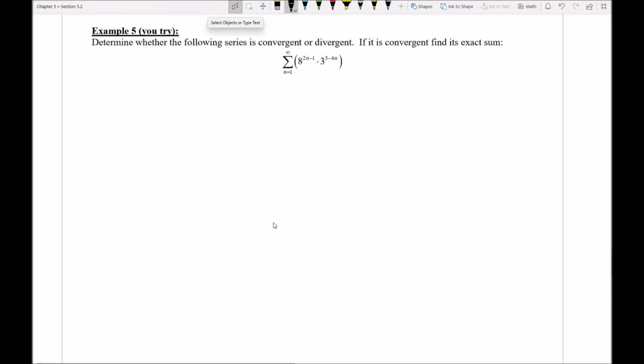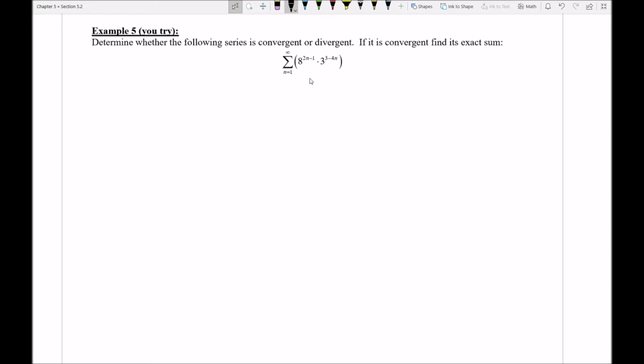Turn our attention to example number 5. This is one I'm going to ask you to try here in just a moment, but I'll at least get us started. Let's determine whether the following series is convergent or divergent, and of course if it converges, let's find its exact sum. Now, when I look at this problem, I at first can be pretty intimidated.